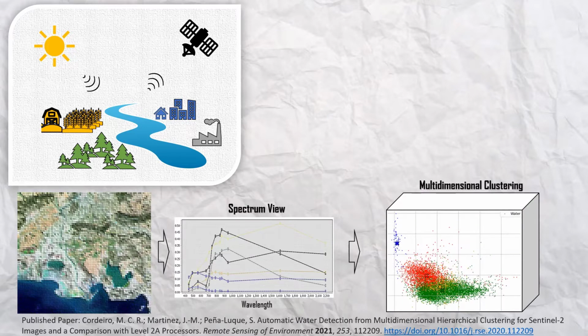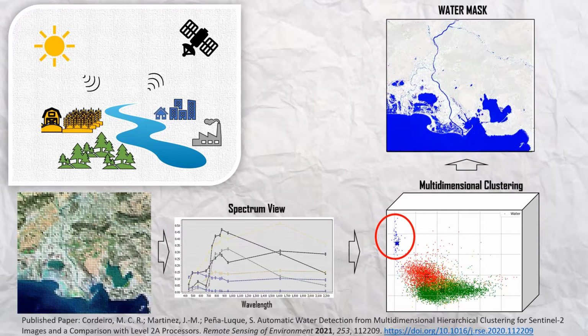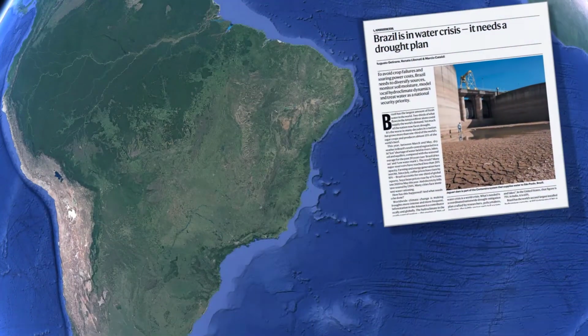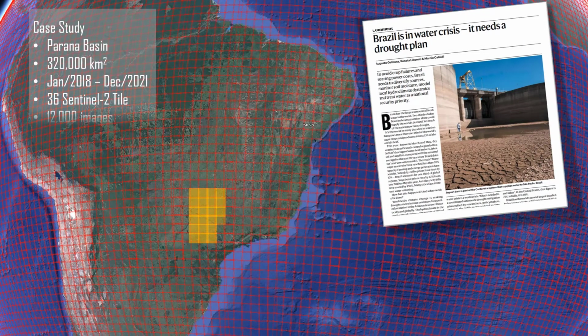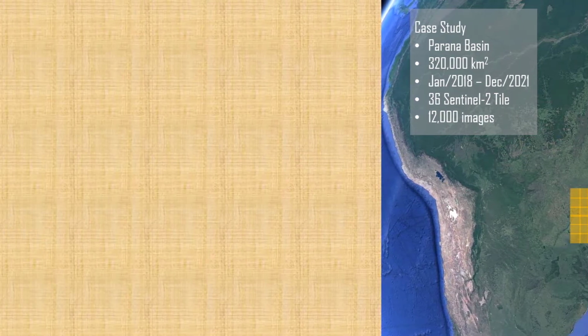To identify water in the scene, the pixels are grouped in multidimensional clusters using machine learning. Then, the water cluster is identified to create the final water mask. The area chosen for the first case study is in the Brazilian Paraná Basin that suffered a major drought last year. A region with more than 300,000 square kilometers has been defined, and the study period defined from 2018 to December 21. In total, more than 12,000 images from 36 different Sentinel-2 tiles were selected for the current study.